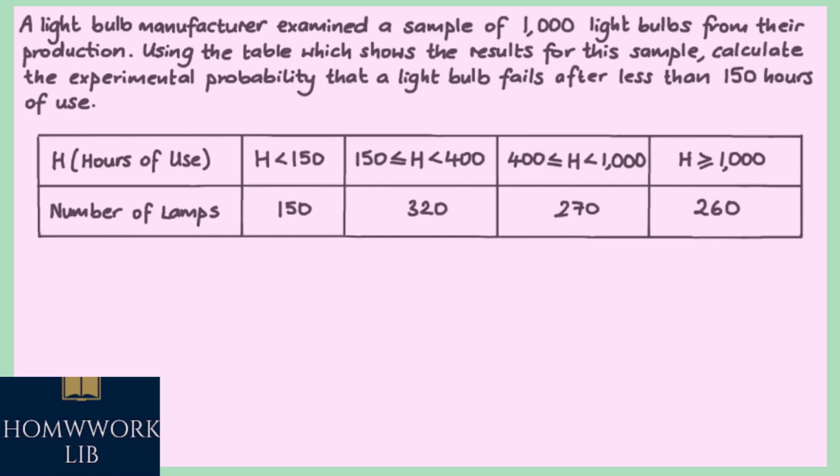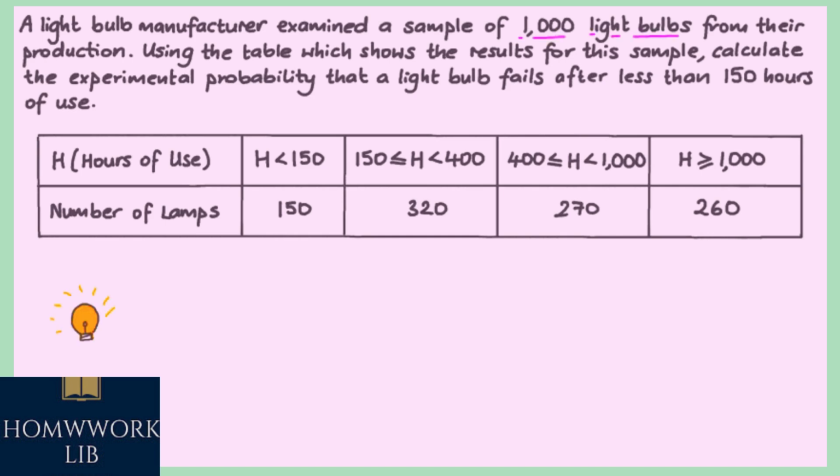A light bulb manufacturer examined a sample of 1,000 light bulbs from their production. Using the table which shows the results for this sample, calculate the experimental probability that a light bulb fails after less than 150 hours of use.